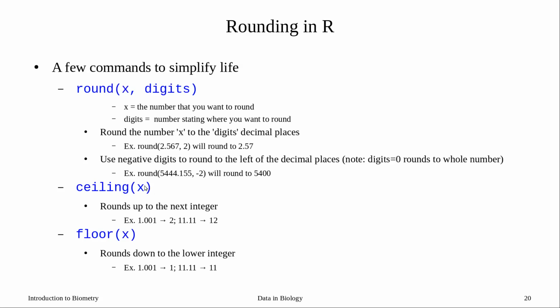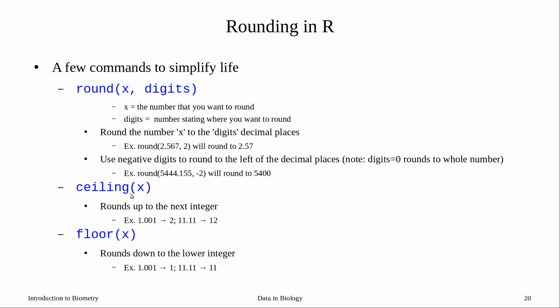Two other ones that we'll talk about, and we won't really use a whole lot, are ceiling and floor. Ceiling and floor take the same type of input, just a single number, and they round that number. Ceiling rounds it up to the next whole integer. Floor rounds it down to the whole integer.